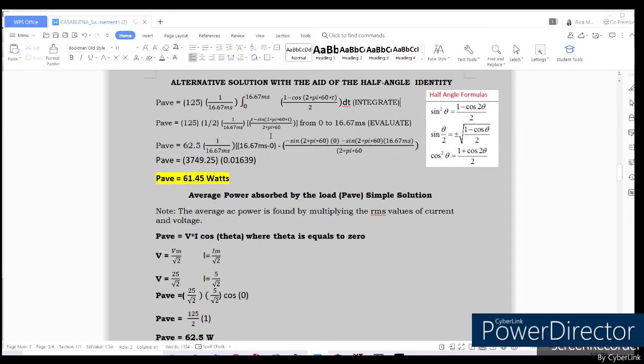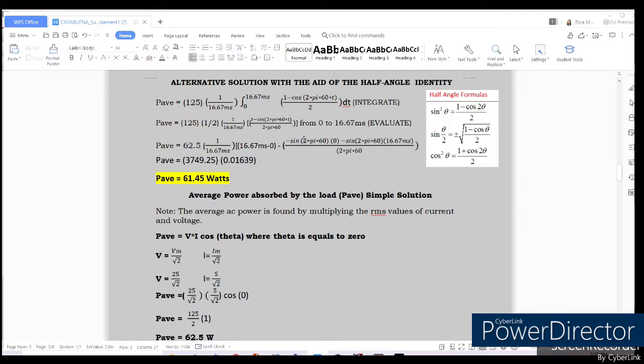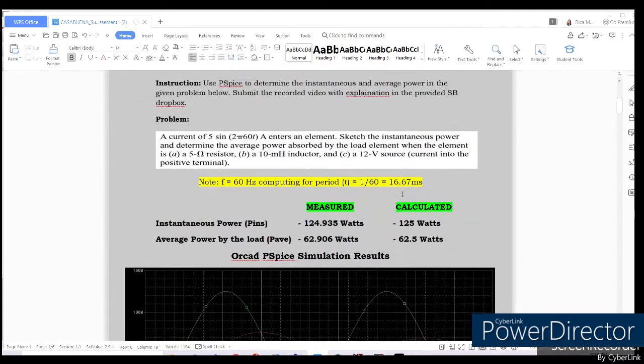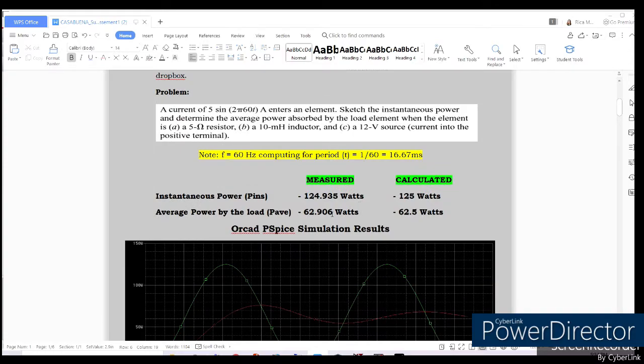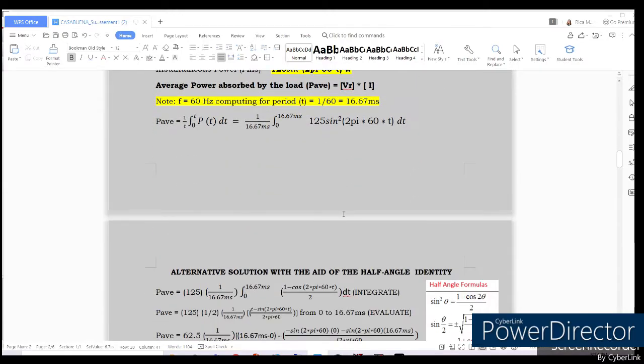After that, we evaluate the values, meaning we substitute the limits 0 to 16.67 ms into our t. Simplifying, this will be the final equation. Then we get the magnitude of each term and multiply them, and with that we come up with our average power across the resistor load, which is 61.45 watts, in minimal difference with our 62.906 watts here.